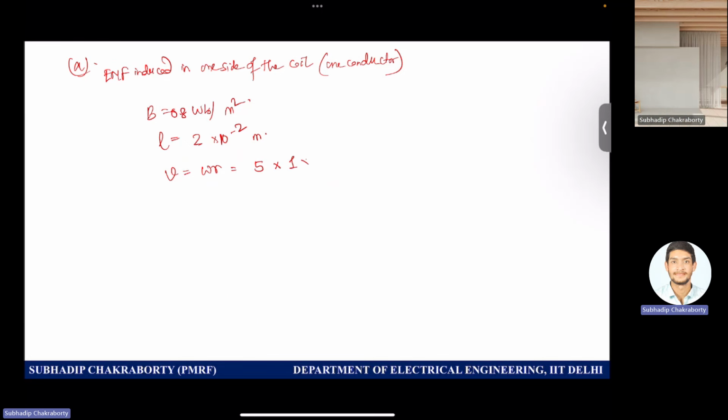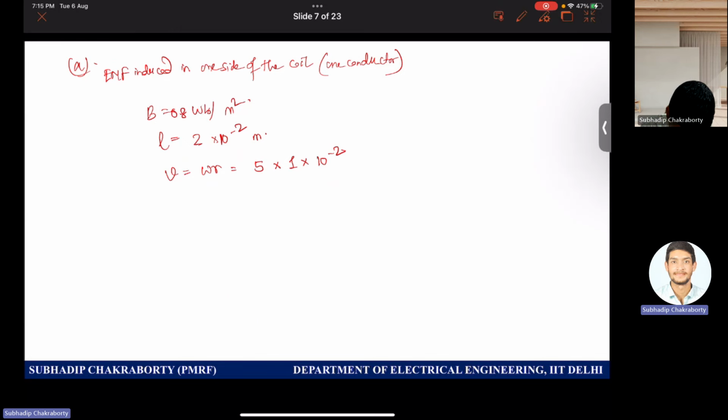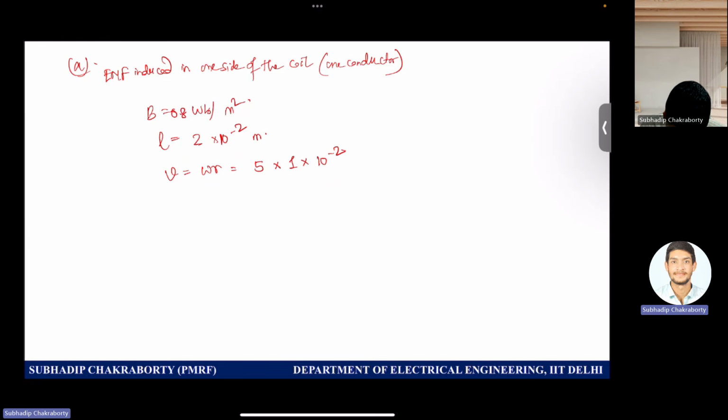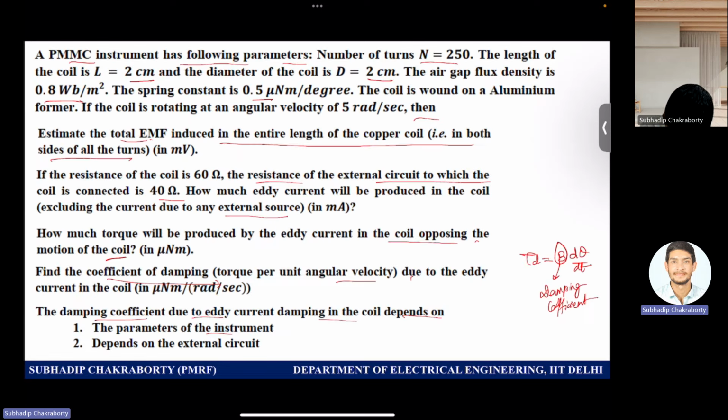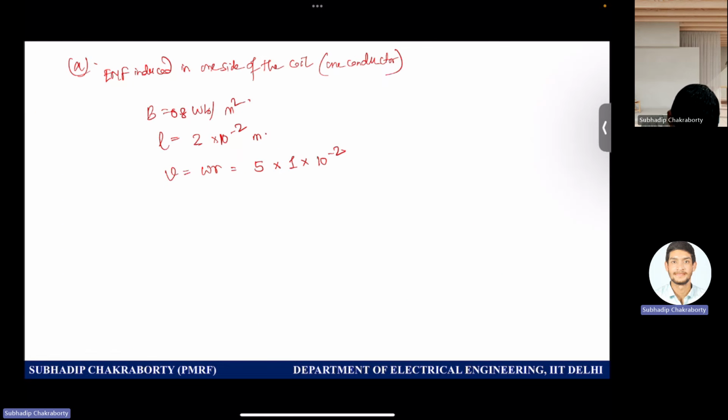It is 1 into 10 to the power minus 2. And the angular velocity is given in the question to be 5. Yes. So angular velocity is 5, and I have determined that.